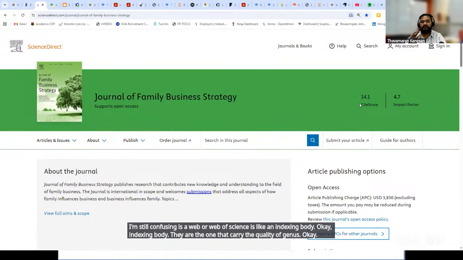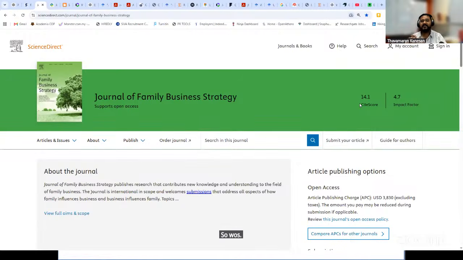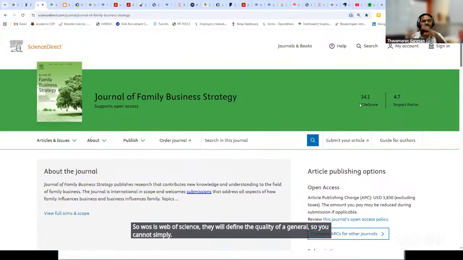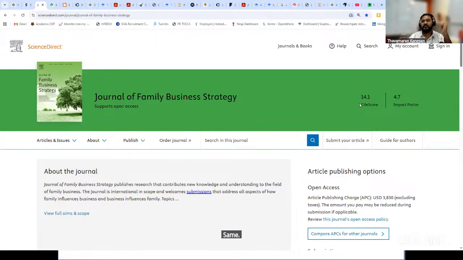So WOS is Web of Science. They will define the quality of a journal. You cannot simply start a journal today and index it in Web of Science. It will take 5, 6 years to get into Web of Science, so you need to follow their rules. Then they'll let you into the index. Same thing as Scopus. Scopus takes about 3 to 4 years, and it's a struggle to get in.